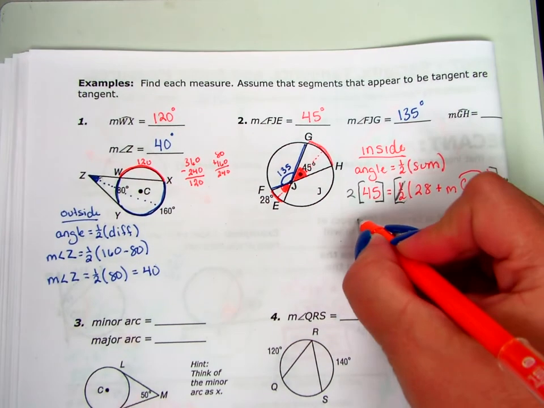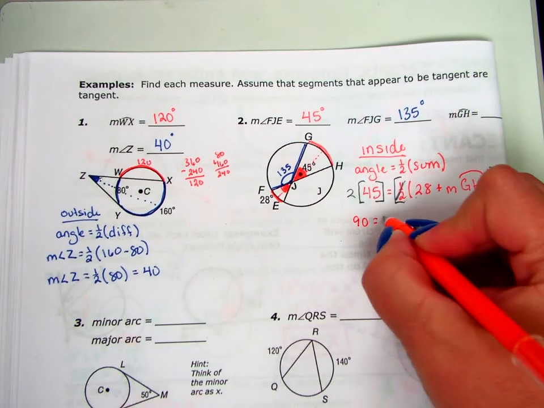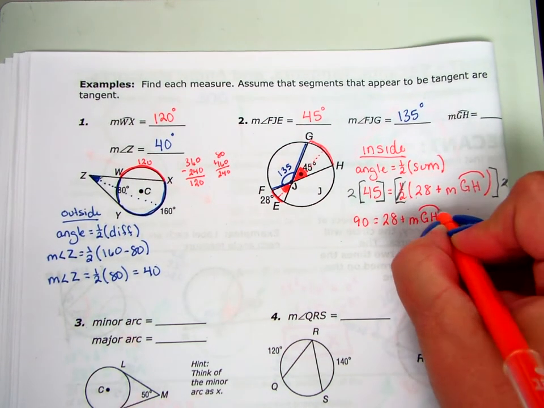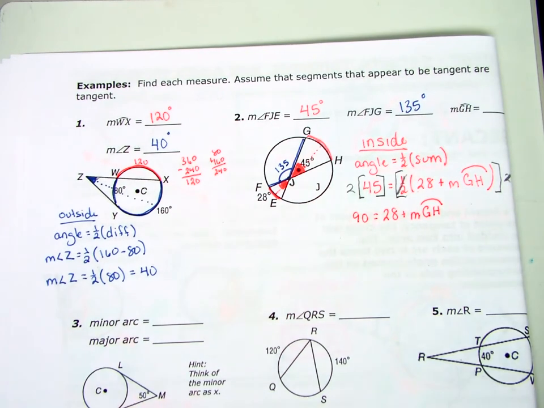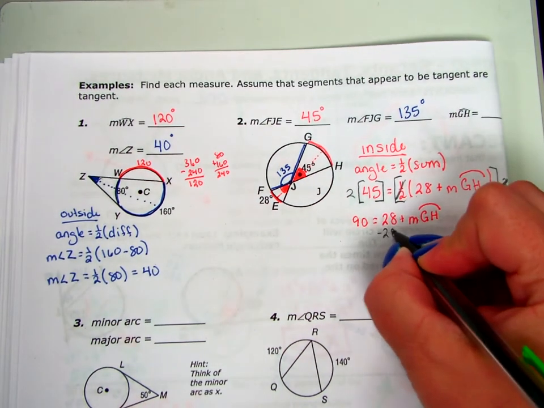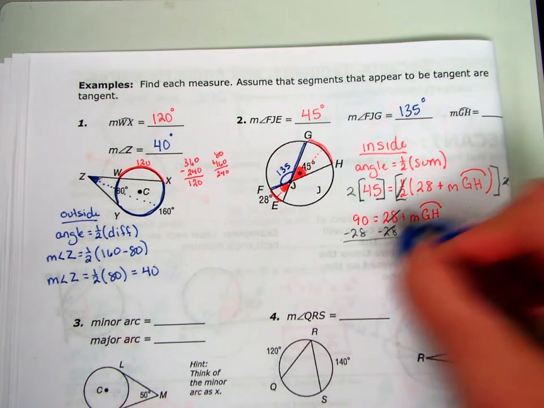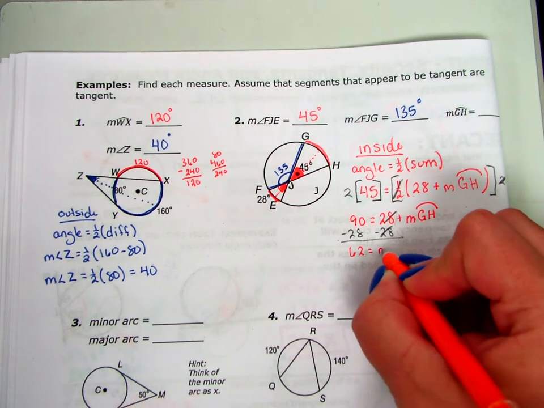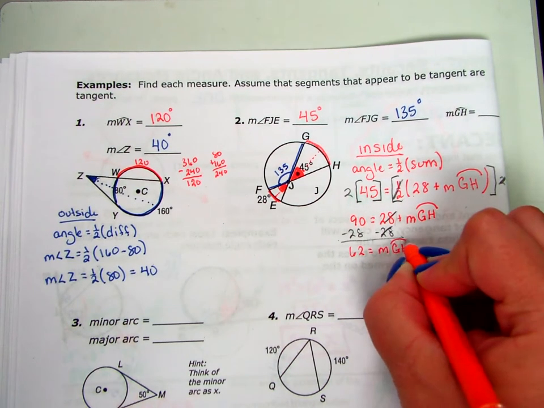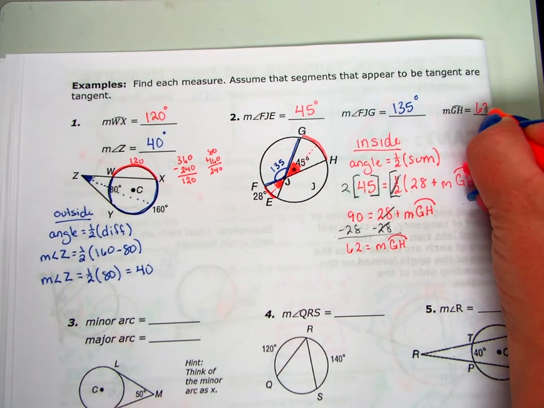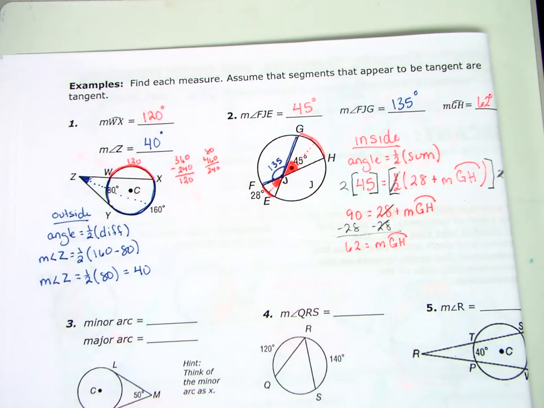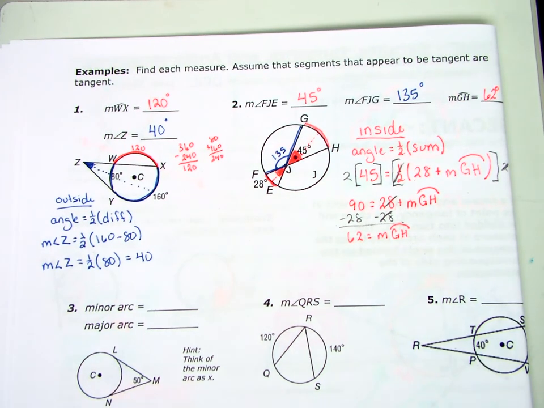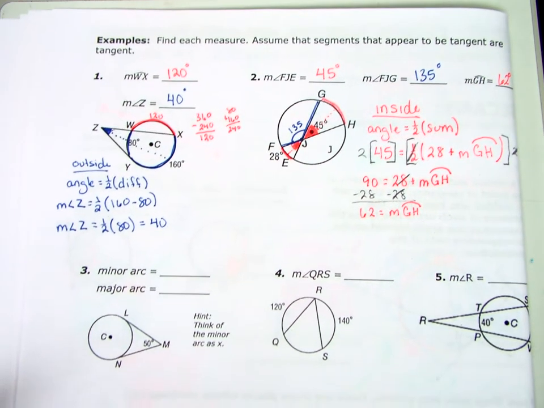And fractions are gone. So 45 times 2 is 90. And that's going to equal just 28 plus the measure of arc GH. How do I get rid of the 28? Subtract it. 90 minus 28 is what? 62. So that is the measure of arc GH, is 62 degrees. Questions on 2? Okay.